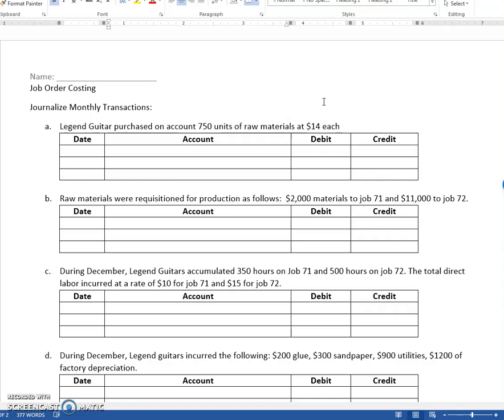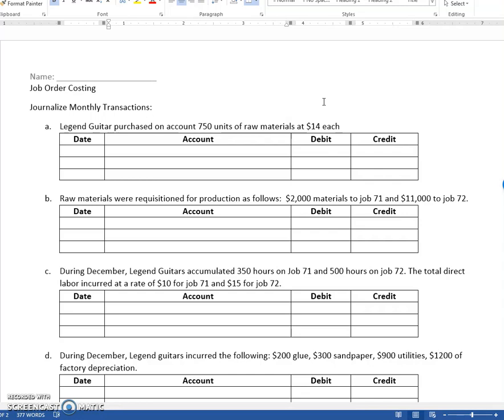So this is job order costing, which means that we are going to be keeping track of the cost of a particular job, in this example of a guitar. So we are making a guitar, and this will tell us how much it costs us to make the guitar. It will also allow us to keep up with how much we have in our materials inventory, which is our raw materials. Also in our work in process inventory, which is the inventory that is currently being worked on, and in our finished goods inventory, which is the guitars that are ready for sale.